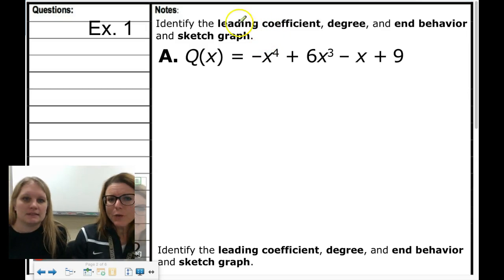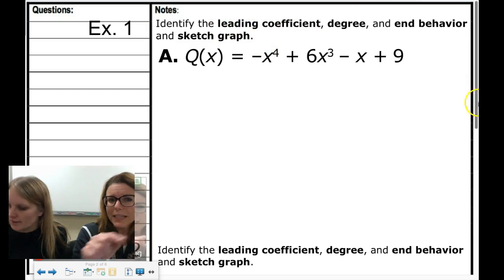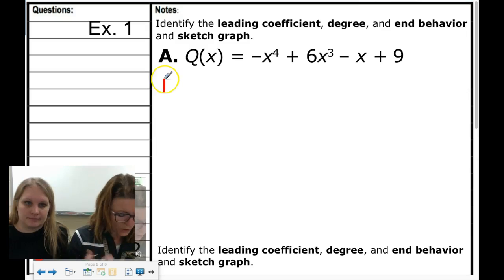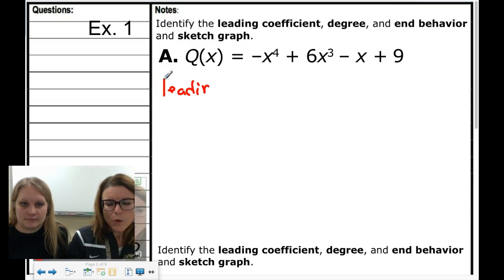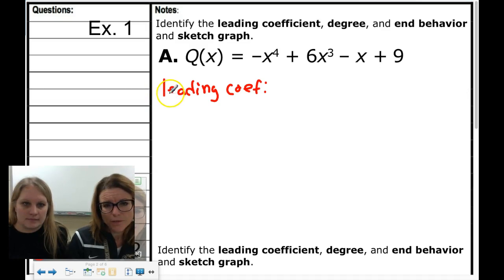Let's label. Let's write down here with a pen leading coefficient, however you want to write that, so they know what we're finding first. You have to find the leading coefficient. You have to find the degree. Okay. So the leading coefficient is going to be -1.